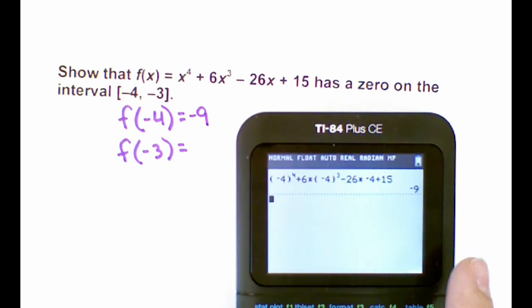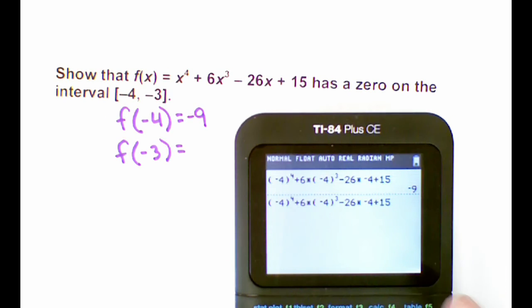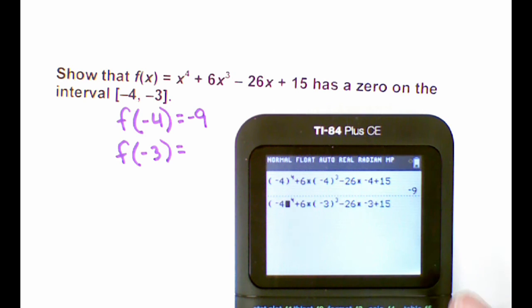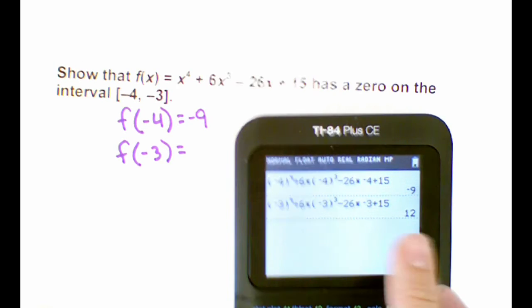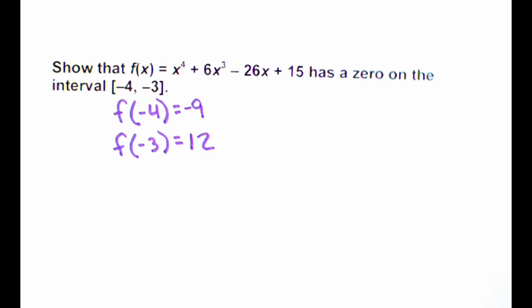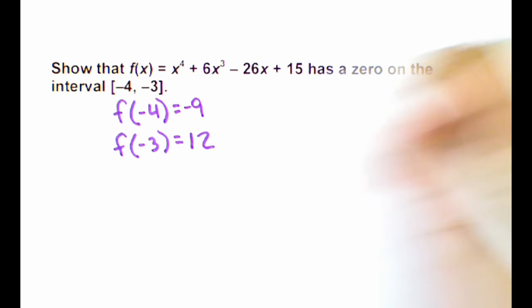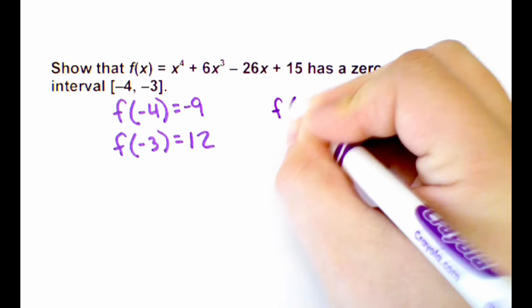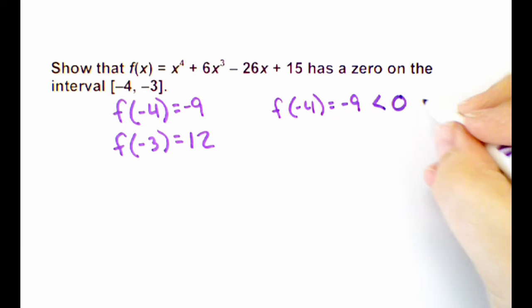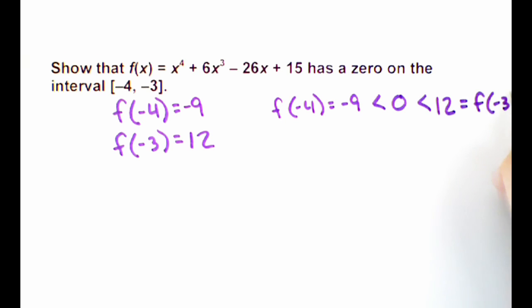Then I'll do the same thing with negative 3. Work smarter, not harder, right? Just go back through, change all those negative 4s to negative 3s. I got positive 12. Now comes the precalculus part. One of these is negative, one of them is positive. That means there is a 0. So f of negative 4 equals negative 9, which is less than 0, which is also less than my other value of 12, which is f of negative 3.